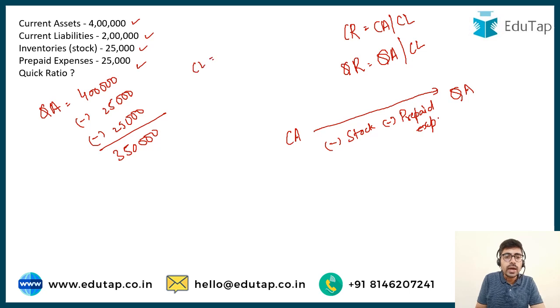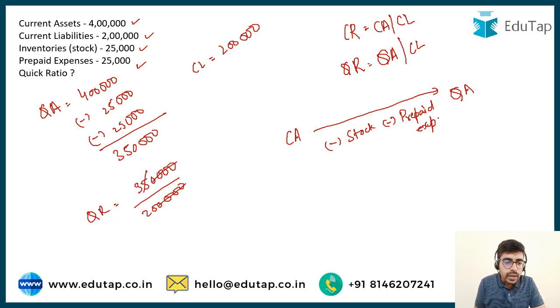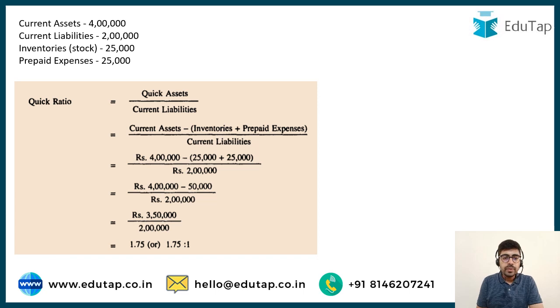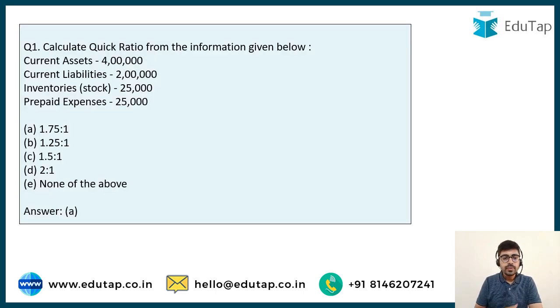Now we also need current liabilities and this is readily given in the question. So now we can easily compute the quick ratio: 3,50,000, that is the quick assets, divided by current liabilities, that is simply 2 lakh. So solving it, this comes out to 35 by 20 and this comes out to 7:4. If you solve it further, it would be 1.75:1. So this is going to be your answer. After making all the calculations, the answer is 1.75:1. So here the answer is option number A.